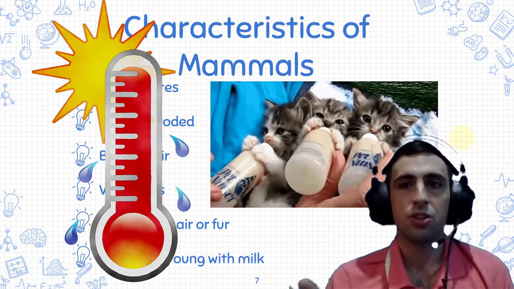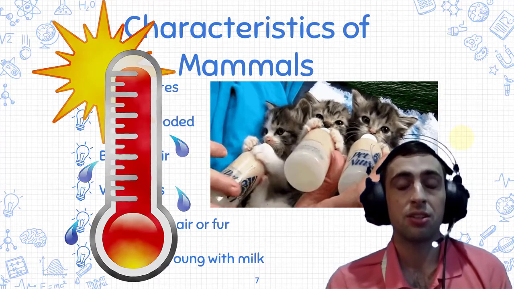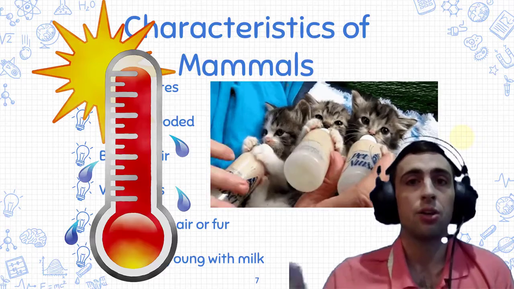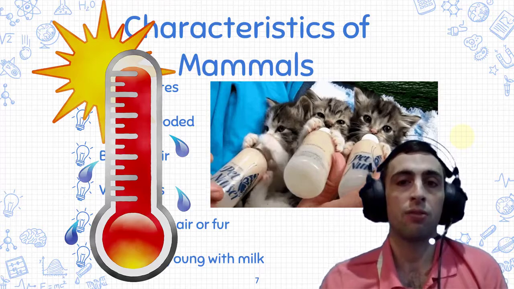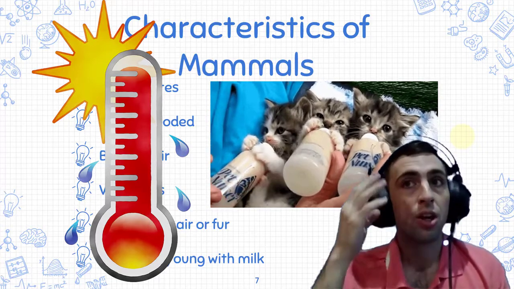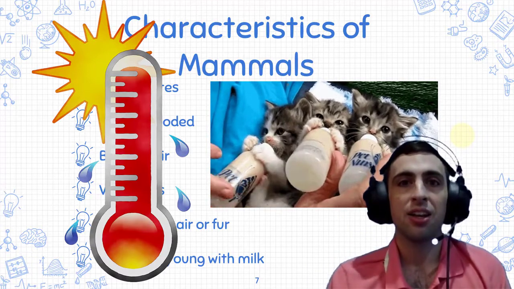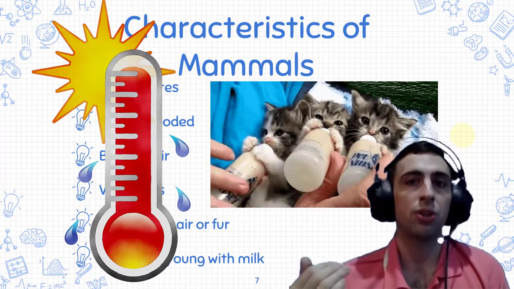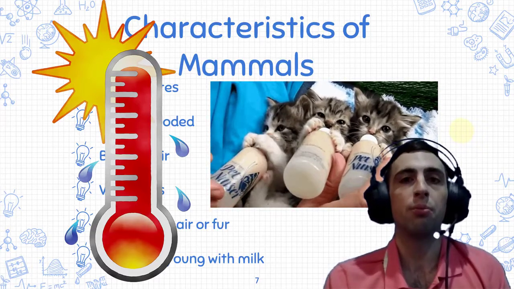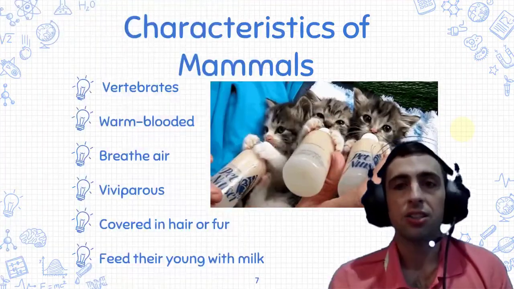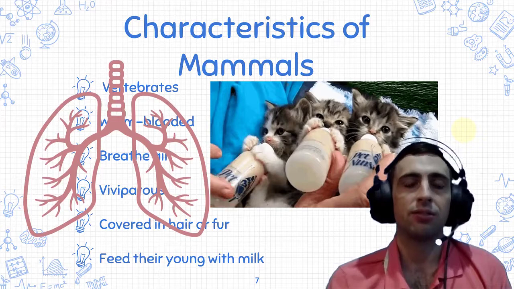Warm-blooded doesn't just mean to make yourself hotter. It also means if you're too hot, you can bring your temperature down. Like when you are very, very hot and you're running, you start to sweat. Water comes out of your body. That is to make you cooler. You sweat because you are warm-blooded. Our next characteristic is mammals breathe air.